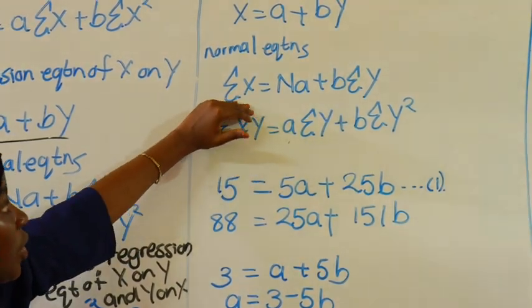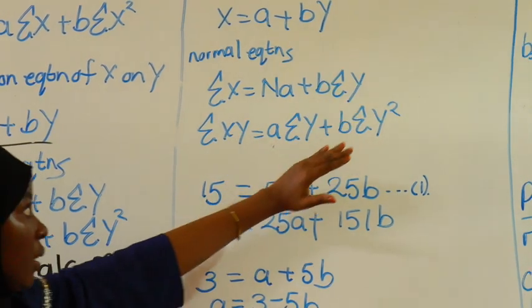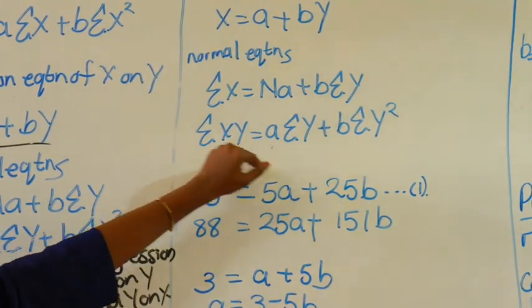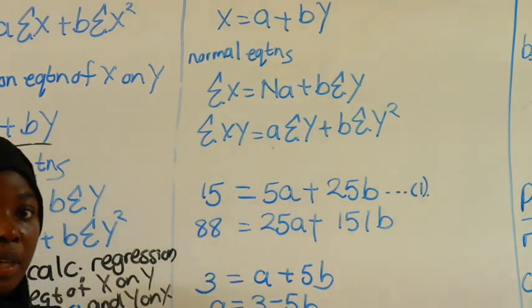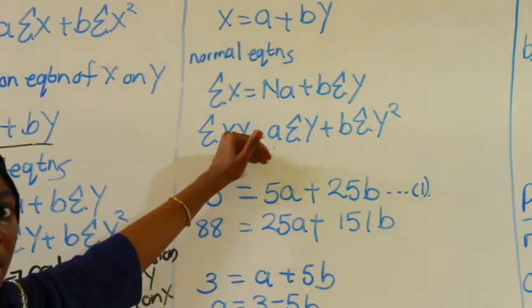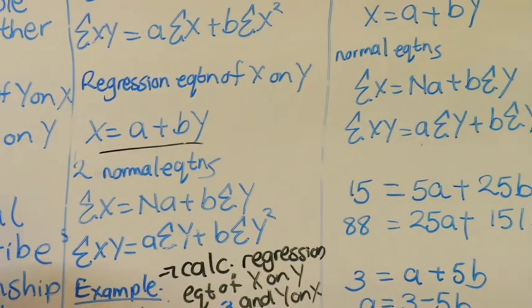So you have this. You don't know what summation of x is, you don't know what your n is, you don't know what your summation of y is, you don't know your summation of xy, and you also don't know your summation of y squared. So in this case, you have to find them. How do you find them? You go back to your data.